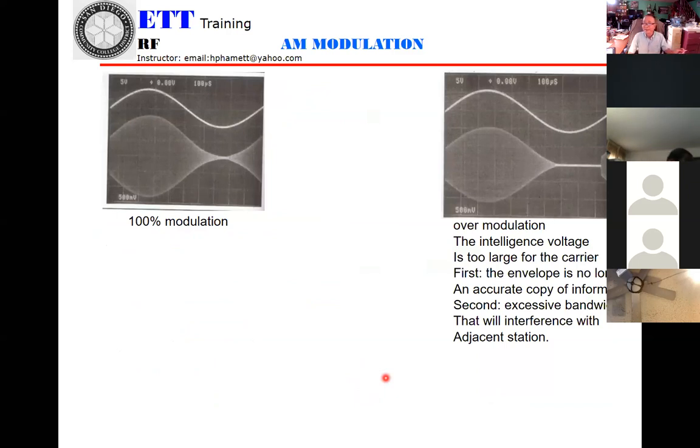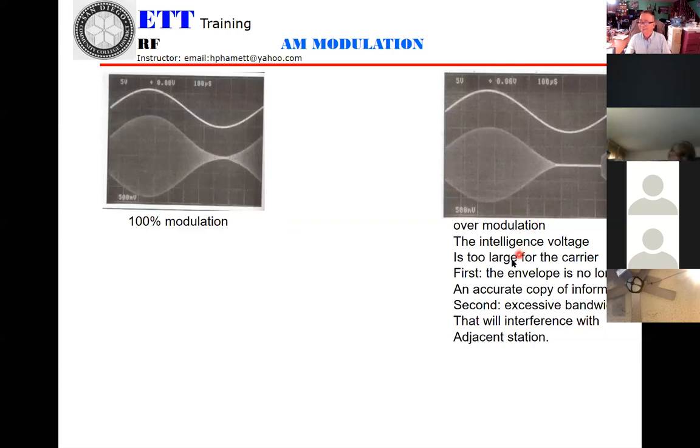Okay, this is the same thing. They will show you a few things. This signal here will be 100% modulation. 100%. You can see on this part right here, very small. Okay? And that's what they call over modulation.